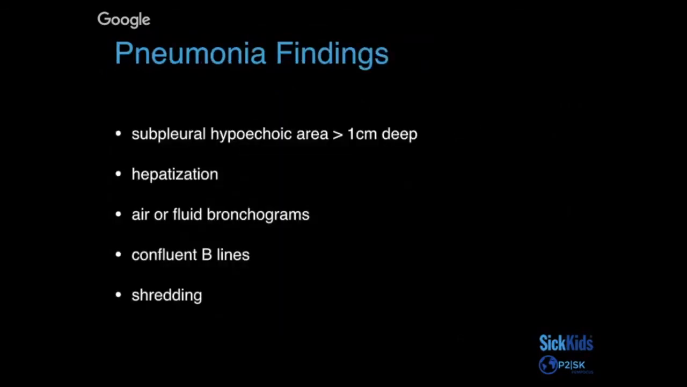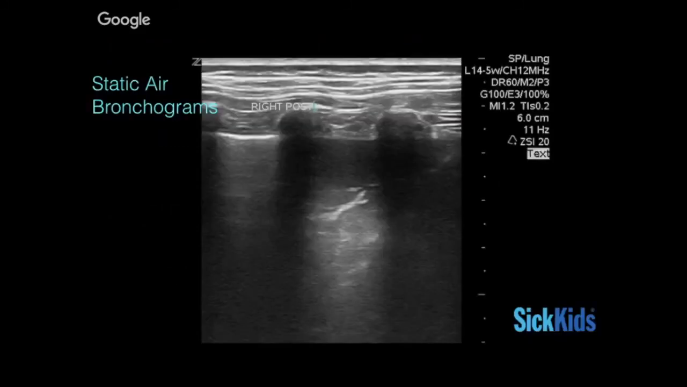So to summarize some pneumonia findings in the clips that we've just seen, you could have the subpleural hypoechoic areas that are often more than a centimeter deep, being more suggestive of bacterial pneumonia. You can see hepatization, you can see air or fluid bronchograms, confluent B lines, shredding. And before we move on from pneumonias, just a word about bronchograms.